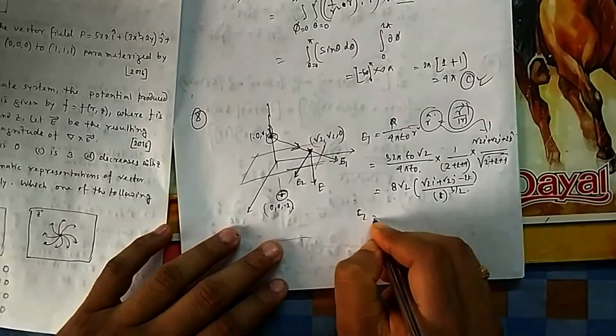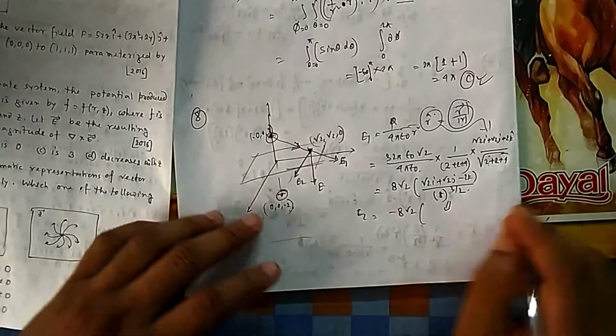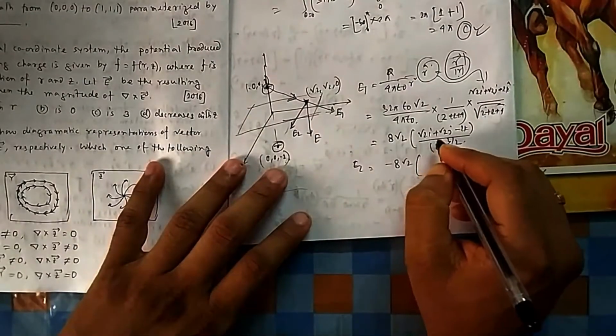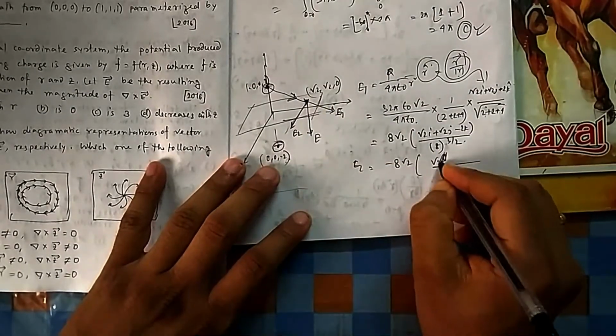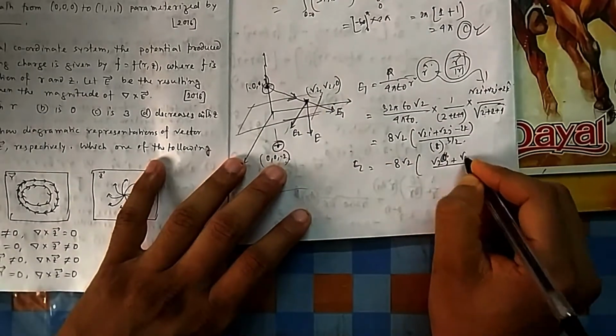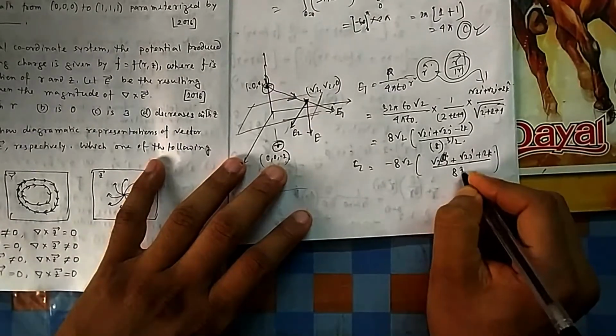Similarly, what will be E2? E2 will be the same, but with a minus sign, because all these formulas are the same. But here this direction will change. Everything will be the same, only this direction. So it will be root 2 i, then root 2 j, but it should be 2 k. That is the idea. The rest is the same.